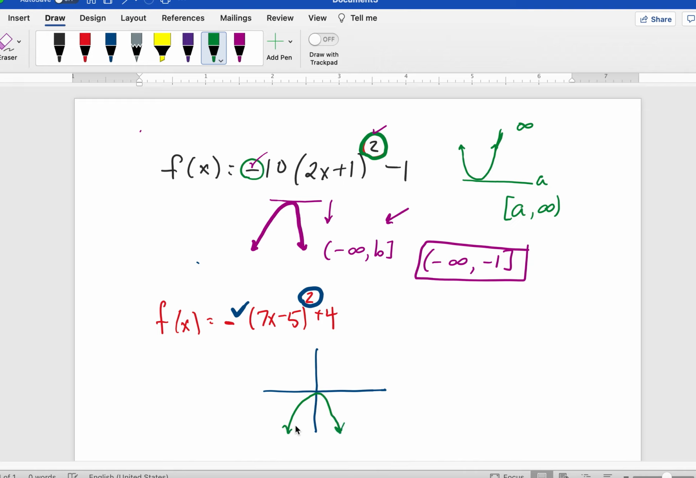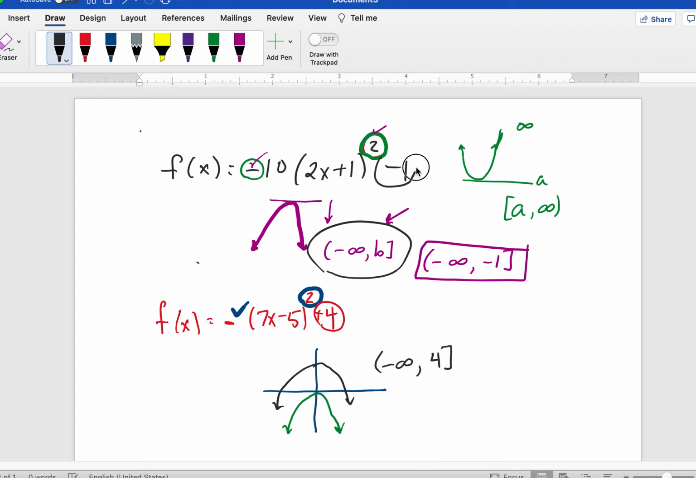But what makes this even more interesting is the fact that we have this +4, and it's going to actually move this graph up 4 places. So it would be something more like this. Well, that gives me a hint of what my range should look like. It's going to be something more like this, negative infinity up to +4. Okay, so that number right there really plays an important part in the range for these types of problems.